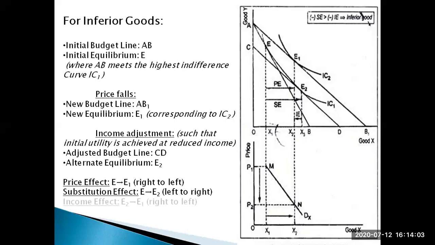How is that possible? Substitution effect can only move from left to right. There's no other alternative. But the income effect can move from right to left. So the income effect has reversed its direction from what it was in the normal good. In case of normal goods, income effect is from left to right, but in case of inferior goods, income effect is from right to left. Since the income effect nullifies part of the substitution effect, the price effect is smaller than the substitution effect.